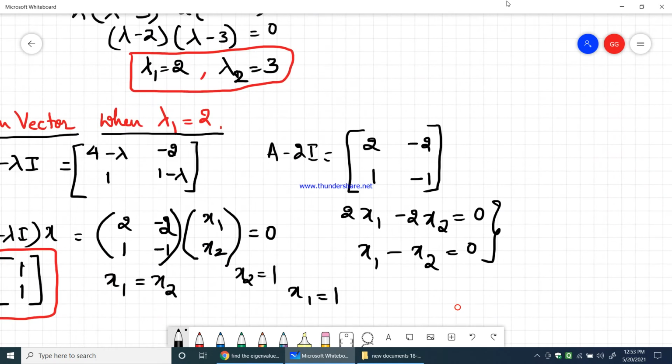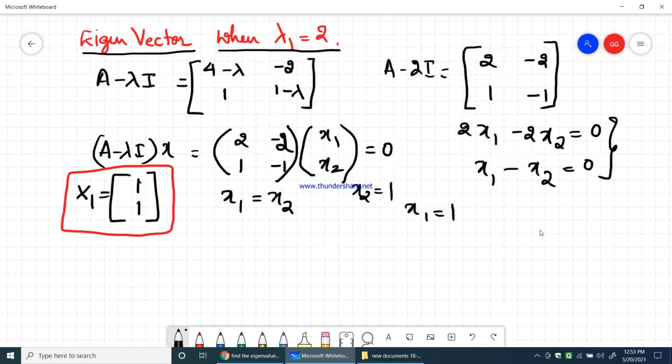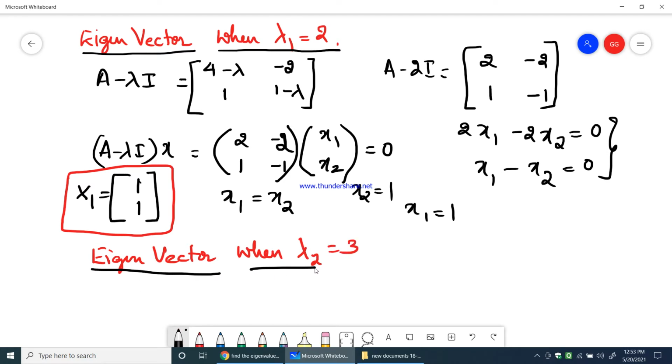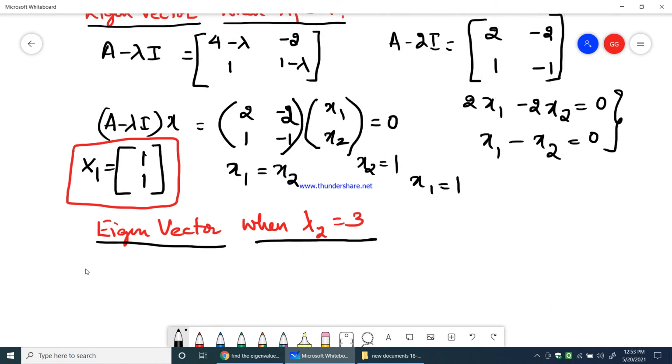Now let us go and find the second eigenvector. So let us find the eigenvector when lambda 2 equals 3. We got 2 and 3 as the two lambda values. Similarly we will take A minus lambda I, which is A minus 3I. So here 4 minus 3 is 1, minus 2, 1, and 1 minus 3, which is minus 2.